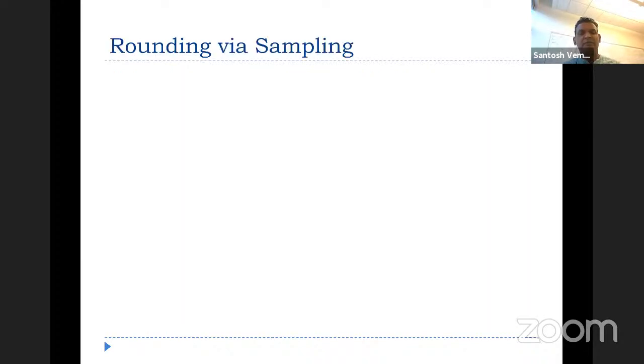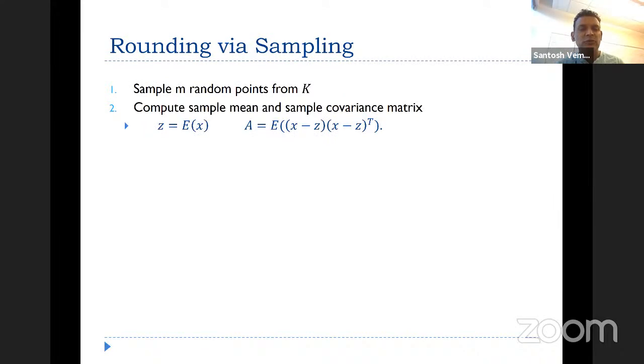One such application that's relevant to this talk is rounding. This is the idea of estimating the mean and the covariance matrix. And the algorithm is very simple. Just from the definition of mean and covariance, you sample points and use the sample mean and sample covariance. That's the whole algorithm. And then using the sample covariance, you can estimate the transformation that would make it isotropic, the A to the minus 1/2, if A is your covariance estimate.